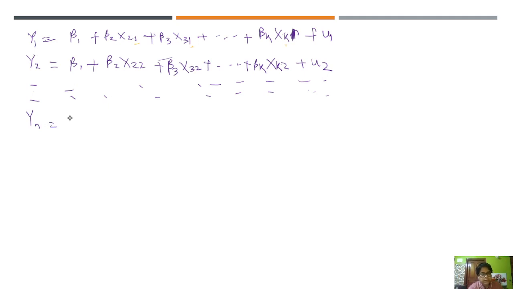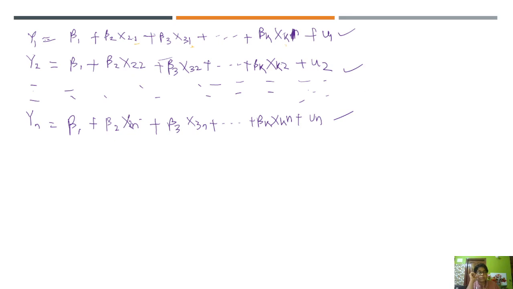So that is beta 1 plus beta 2 x, oh sorry, this will be beta 2 x2n plus beta 3 x3n plus, and it goes to beta k xkn plus un. So it will continue till this point. And now how are you going to write them in matrix format? Now that you have so many simultaneous equations, you can express them in terms of matrices.